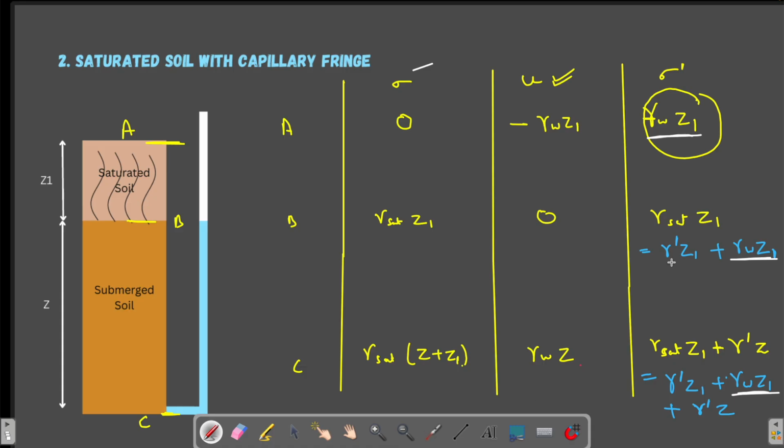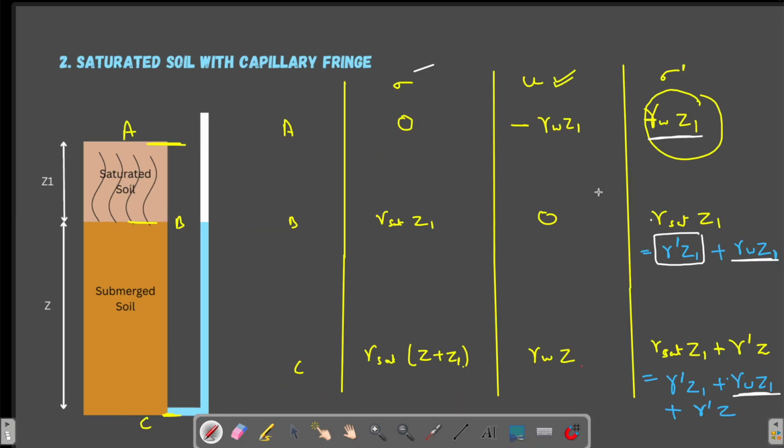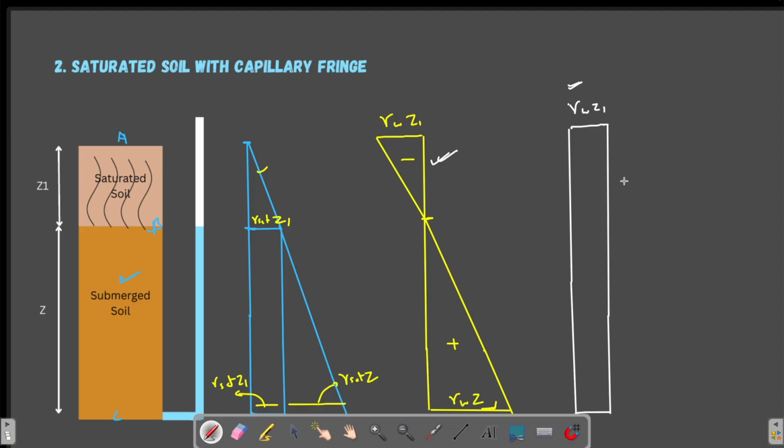Now at point B we have already drawn gamma W into Z1. So what extra do we have to draw? Gamma submerged into Z1. This is the reason why I have split gamma saturated into gamma submerged and gamma W, in order to draw the effective stress diagram. So gamma W into Z1 we have already drawn. We have to now draw gamma submerged into Z1. So let's draw gamma submerged into Z1.